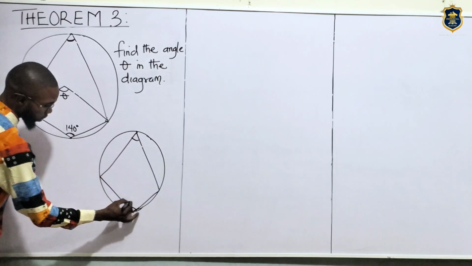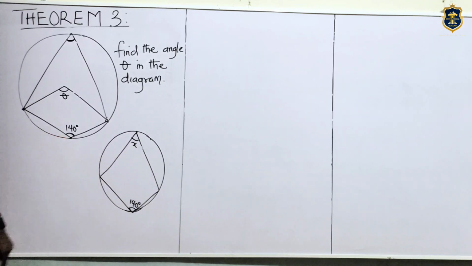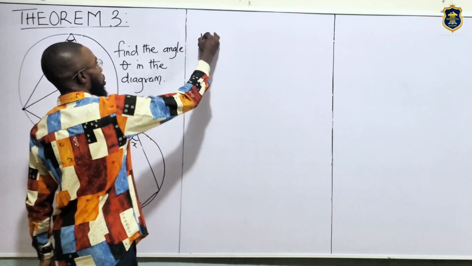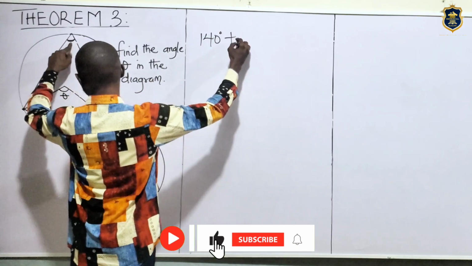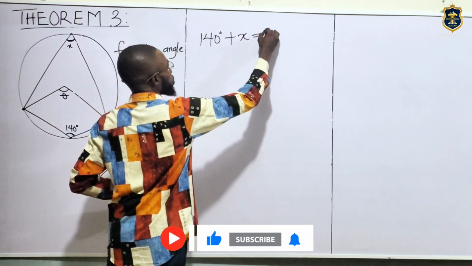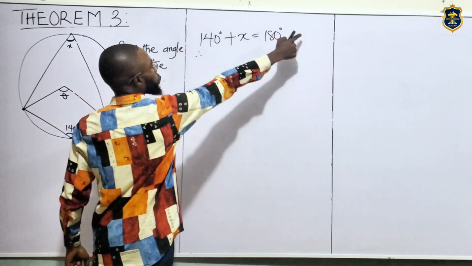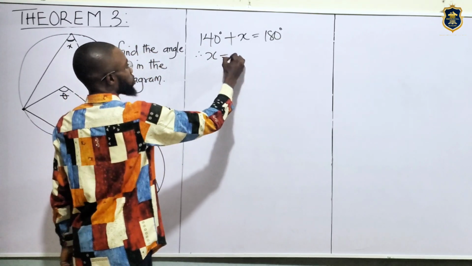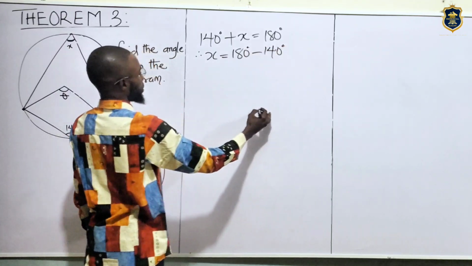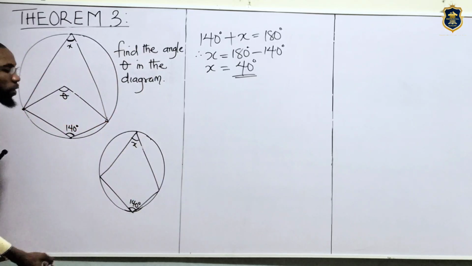We have here, this one was given as 140 degrees. First of all, we have to add these two to get the value of this angle, right? So in doing this, it's simply going to be angle 140 degrees plus, let's just call this angle x, plus x is equal to 180 degrees, right? These two cannot add, so we have to push this one to the other side. x becomes 180 degrees minus 140 degrees, so that our x becomes 40 degrees. You see how easy it is to get the value of x.